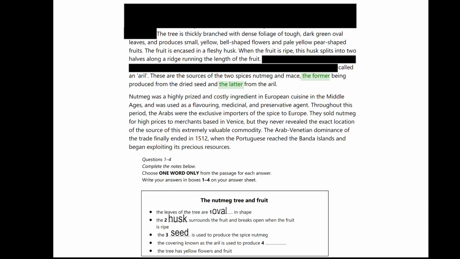As for the last question, we only need to know what is produced from aril. As we talked about in the previous question, this part mentions both the spices. And the text says, the latter is produced from the aril. The latter, which means the second, is mace, so the answer to question 4 is mace.